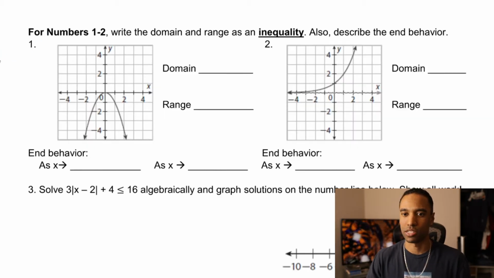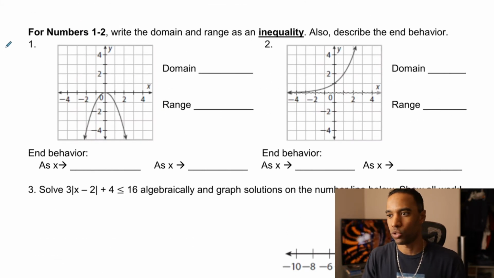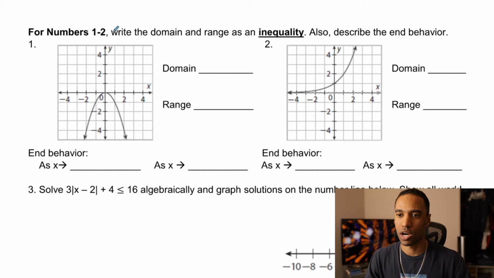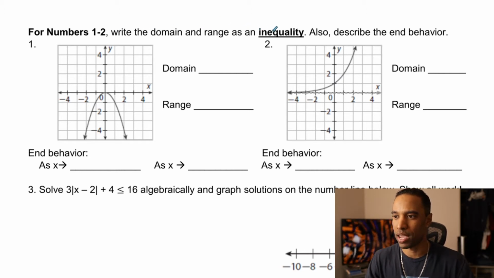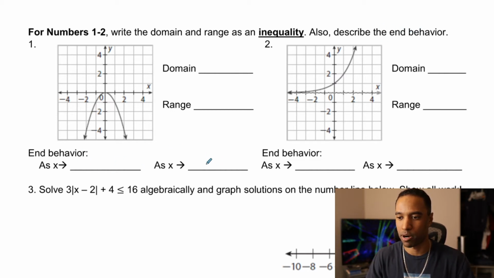All right, let's go ahead and look at this. This is that full first page right here, looking up and down. Your page should look just like mine, only maybe you can write your name on top, things like that. So let's get started. For numbers 1 and 2, write the domain and range as an inequality, not interval notation. Also describe the end behavior. The end behavior part's down here, domain and range is up here for numbers 1 and 2.